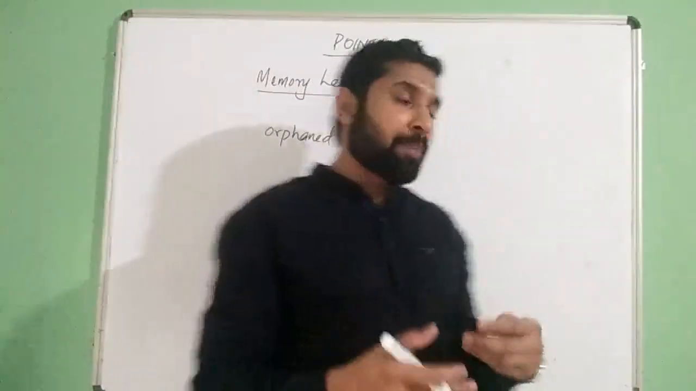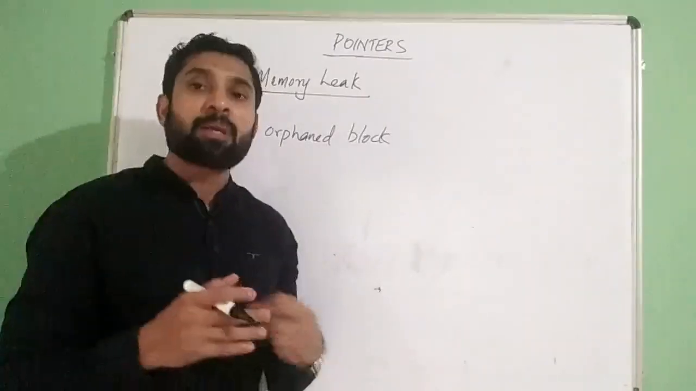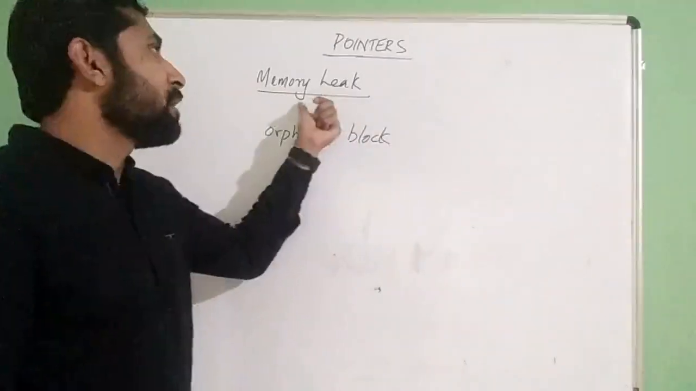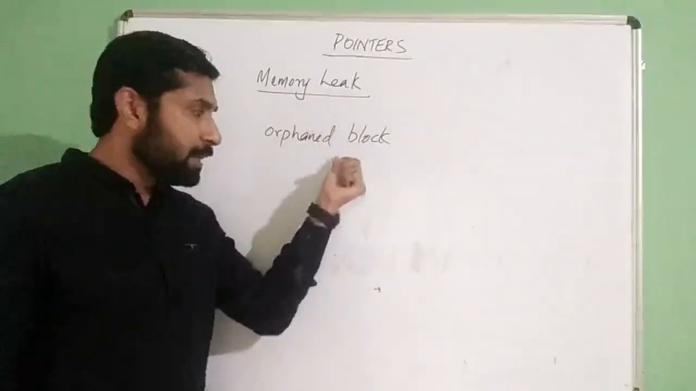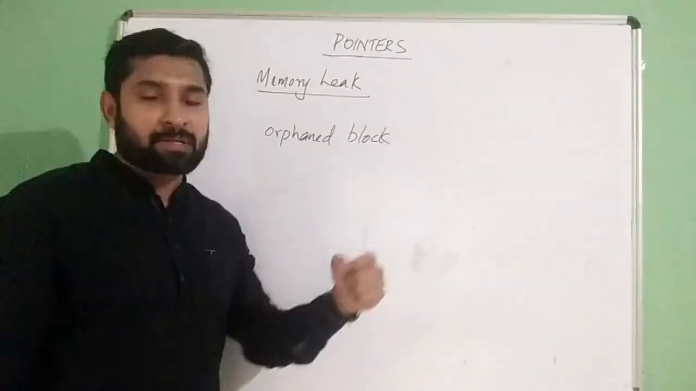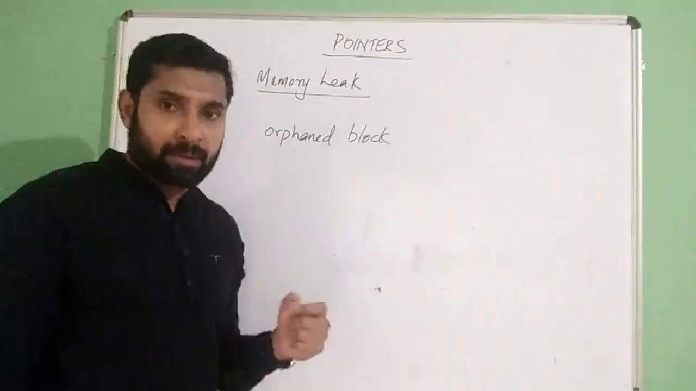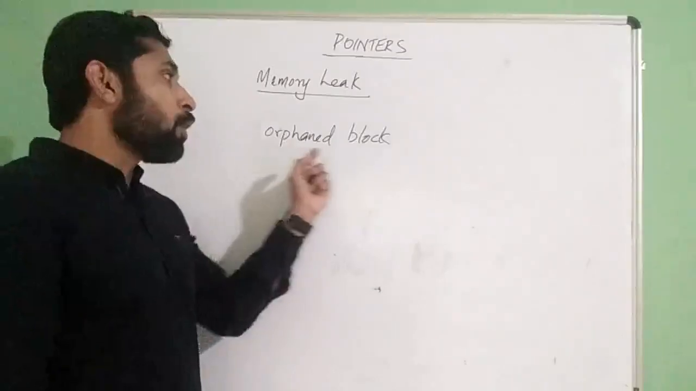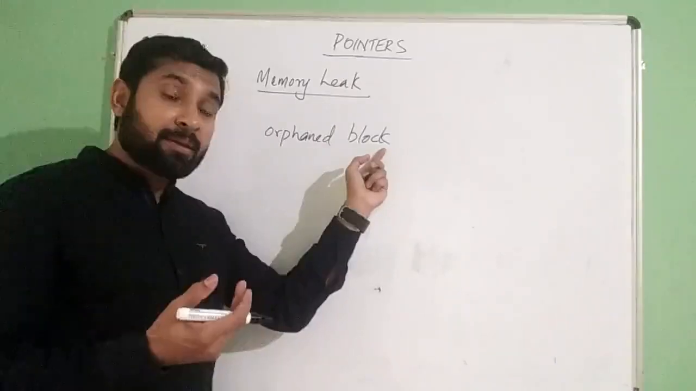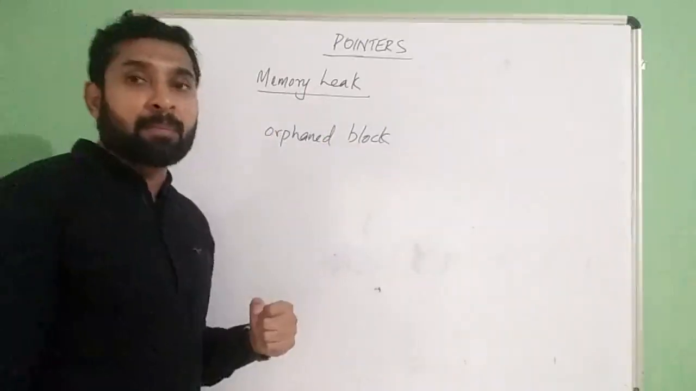If this process continues, what happens? The number of orphaned blocks becomes more and more. It will adversely affect the system. That phenomenon is called memory leak. If the memory allocated using the new operator in dynamic fashion is not deallocated using the delete operator, it will generate orphaned memory blocks. These orphaned memory blocks will adversely affect the system. This phenomenon is called memory leak.